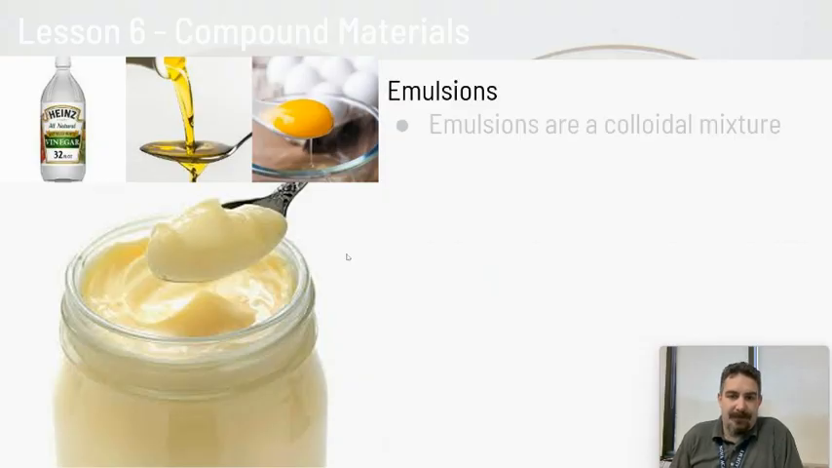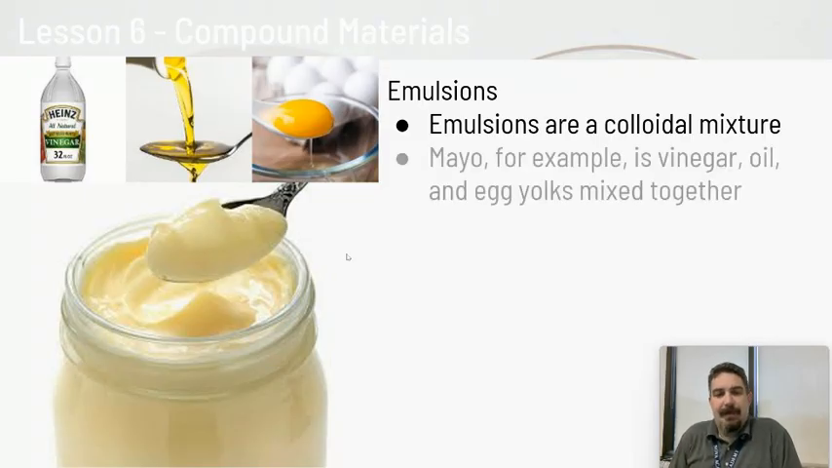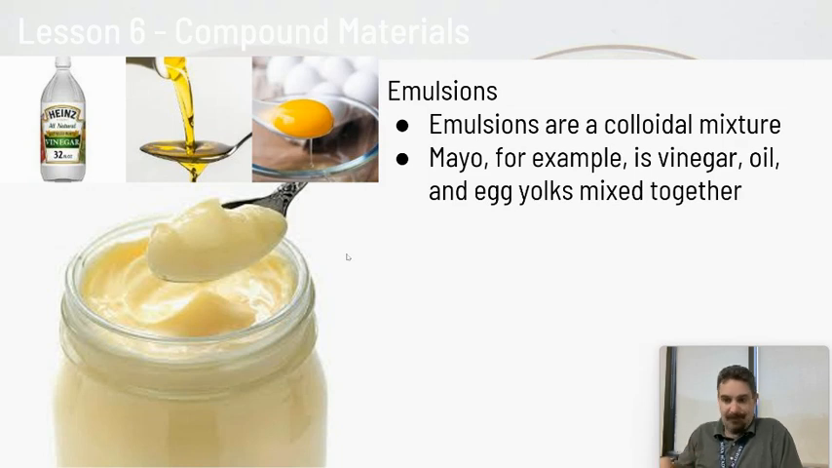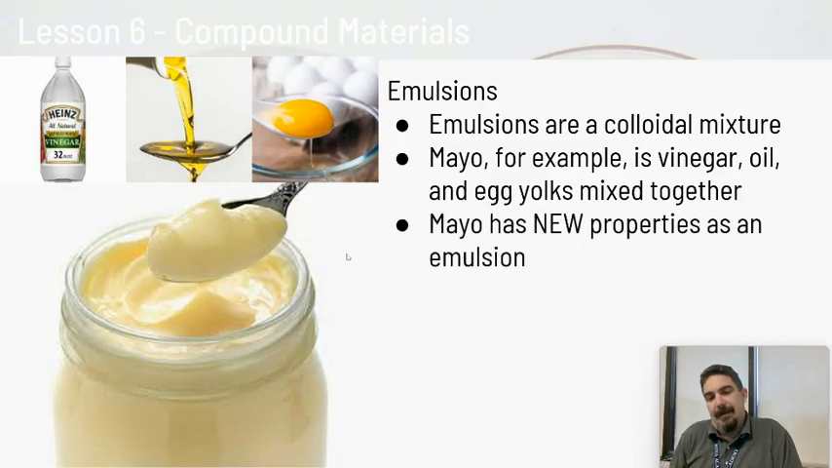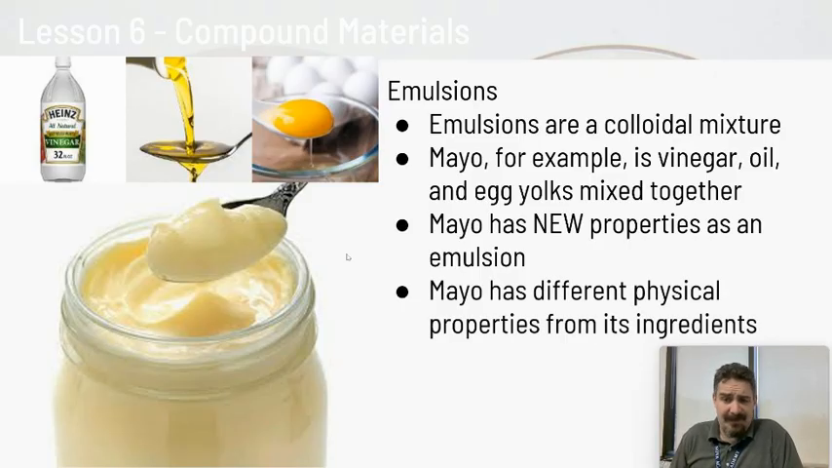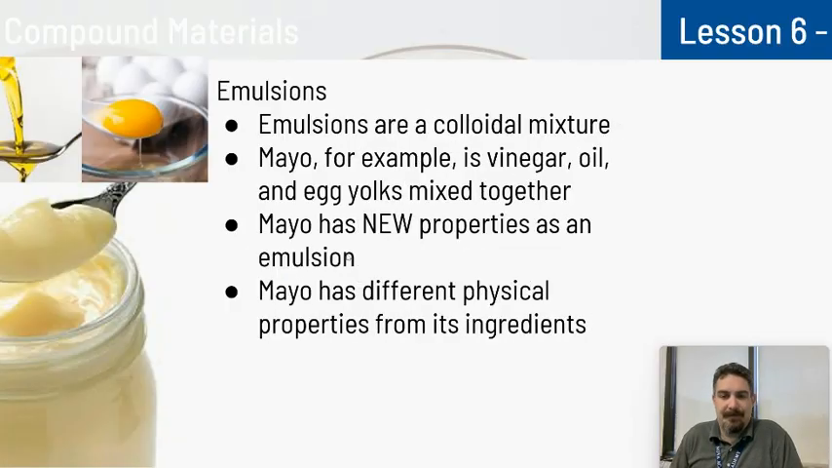So here we have emulsions. Now, those are a colloidal mixture. Learned about colloids in the last lesson, right? And mayo here is, for example, vinegar, oil, and egg yolk mixed together. Just stirred them up real hard until they became that fluffy white substance. Now, mayo has new properties as an emulsion. Emulsions almost always create new properties, right? It is very different in the physical sense from vinegar, oil, and egg yolks. It is not the same viscosity, not the same flavor, right? This is in many ways a brand new thing out of three things that were different.